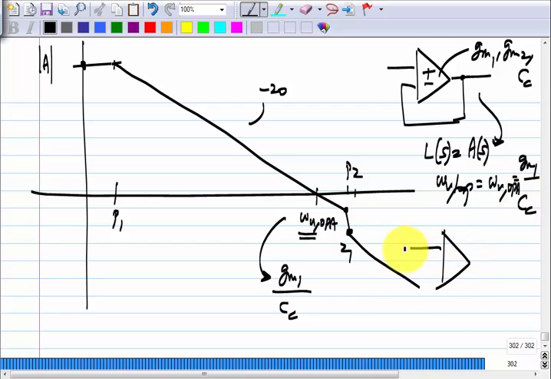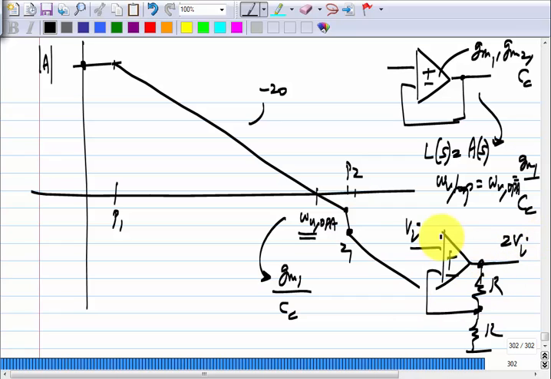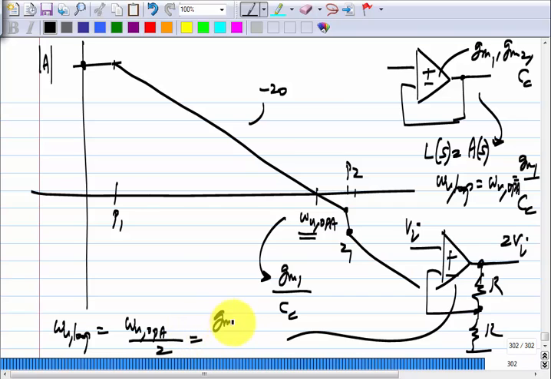If I did this, first of all, what kind of an amplifier is this? What should be the ideal output? 2 VI. What will be the unity loop gain frequency for this feedback loop? I use the same op amp. In this case, omega u loop is omega u of the op amp divided by 2, which is GM1 by 2CC.